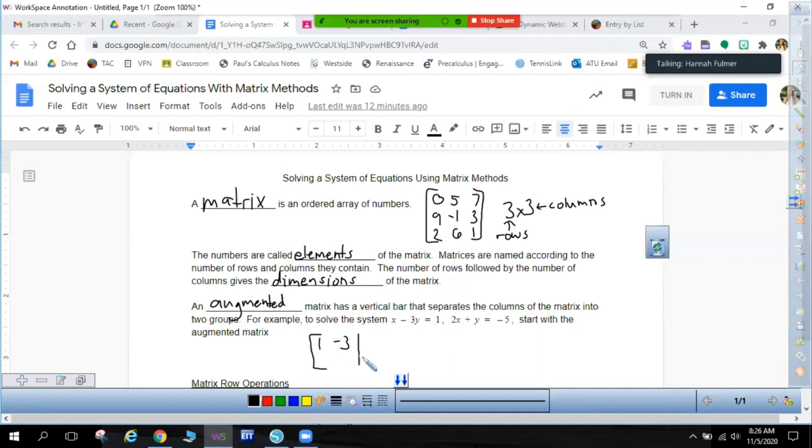Then we're going to draw that vertical bar that an augmented matrix has before we write our answer, which is 1 for that first equation. The second equation, 2x, so we use 2 plus y, so that's just 1y, we're going to use 1, equals -5. So -5 goes on the other side of the bar. Then we close our matrix.